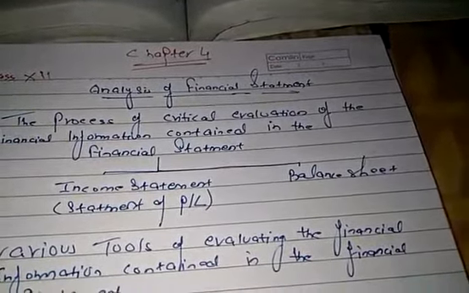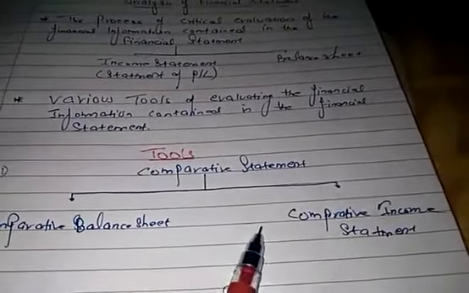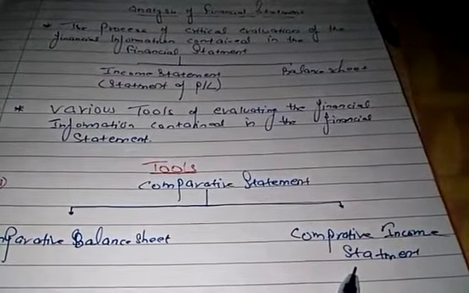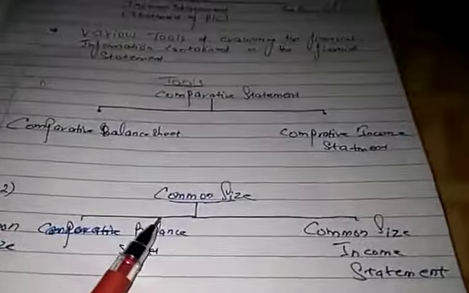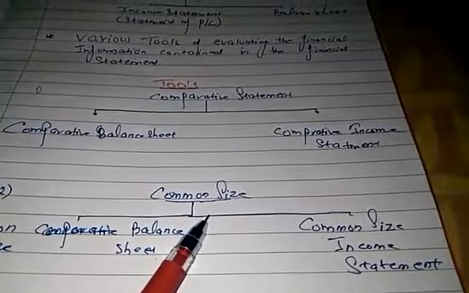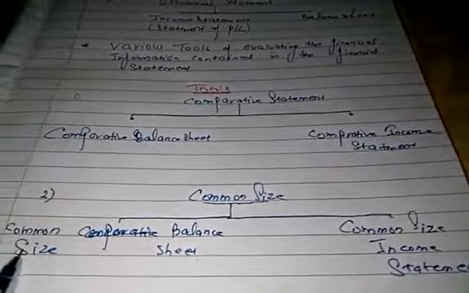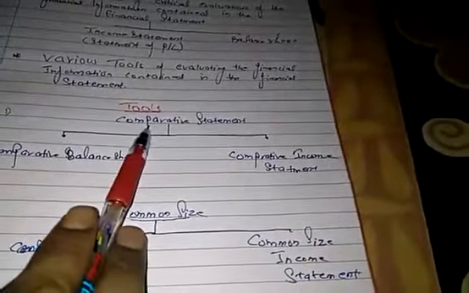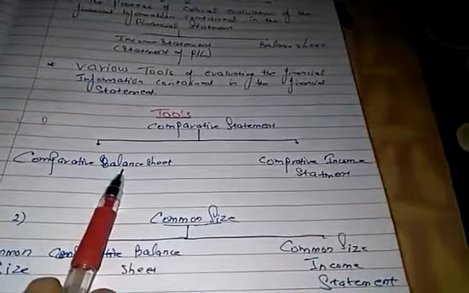The first tool is the comparative statement. Under the comparative statement, there is the comparative balance sheet and the comparative income statement. Comparative income statement means comparative statement of profit and loss. The next one is the common size statement. Under this again there are the common size balance sheet and the common size income statement, which means common size profit and loss. The next tool is ratio analysis. The next tool is cash flow analysis, and the next tool is trend analysis. Now step by step, I'm going to start the comparative statement, the comparative balance sheet.